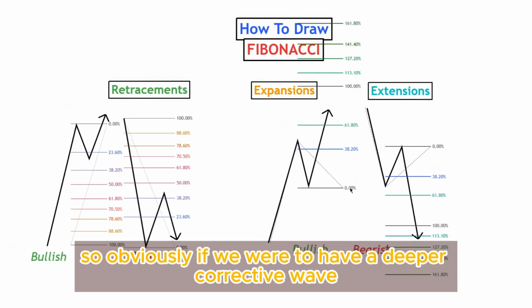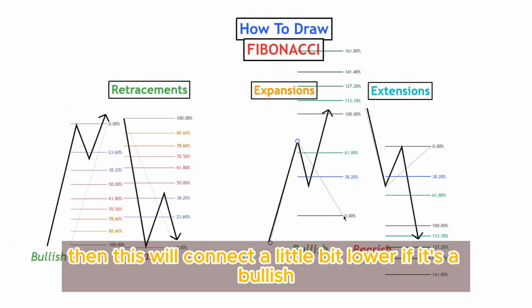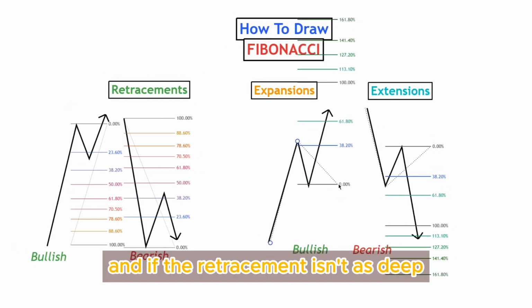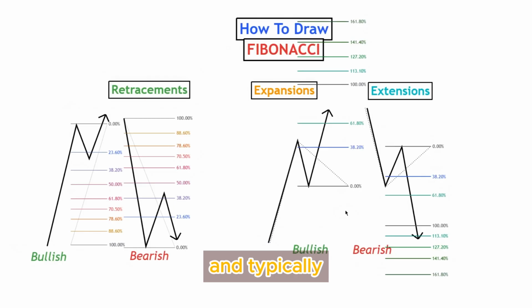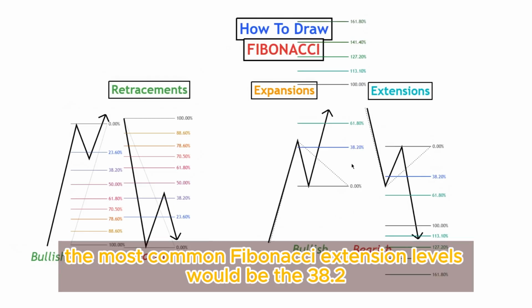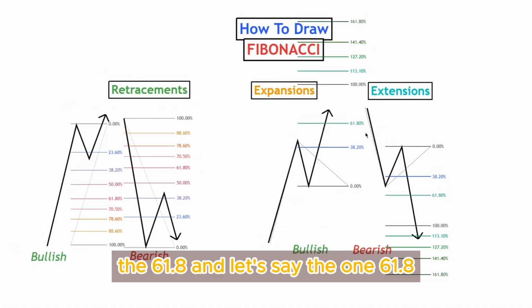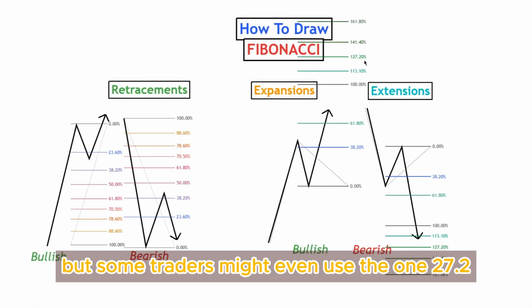So obviously, if we were to have a deeper corrective wave, then this will connect a little bit lower if it's a bullish impulsive move. And if the retracement isn't as deep, then this will connect a bit higher. And typically the most common Fibonacci extension levels would be the 38.2, the 61.8, and let's say the 161.8. But some traders might even use the 127.2.